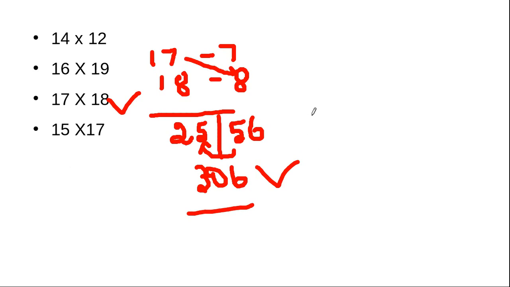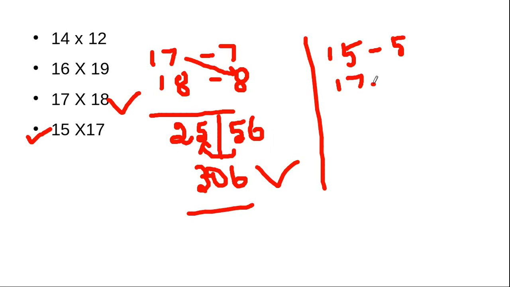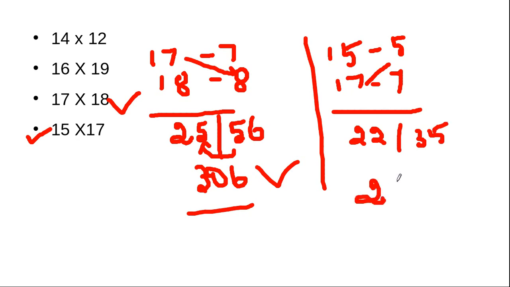For 15 into 17, same method, that is 5 and 7. So you will get 22 in the tens digit, and here you got 35. So 25 and 255 is your answer. This is how you can solve the numbers between 11 to 19.